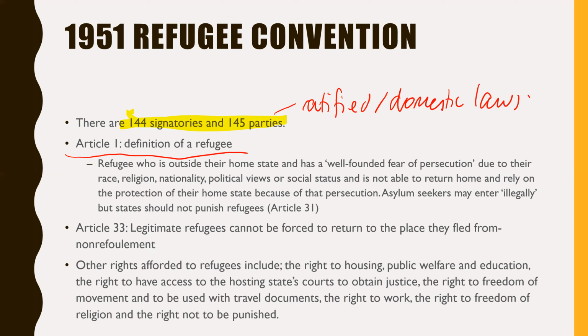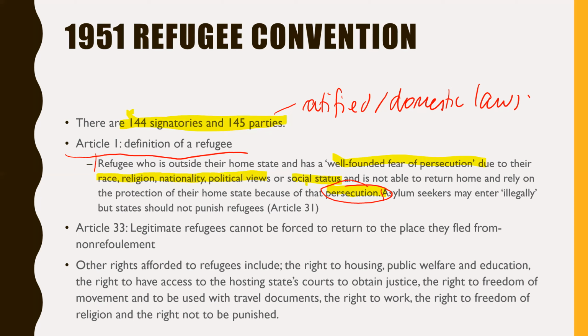So that's really the definition of a refugee. They have a well-founded fear of persecution because of their race, religion, nationality, political views, or social status, and they can't return home because of the persecution. So persecution, I'd say, is really a key word here. That is what makes a refugee, that they're being persecuted.